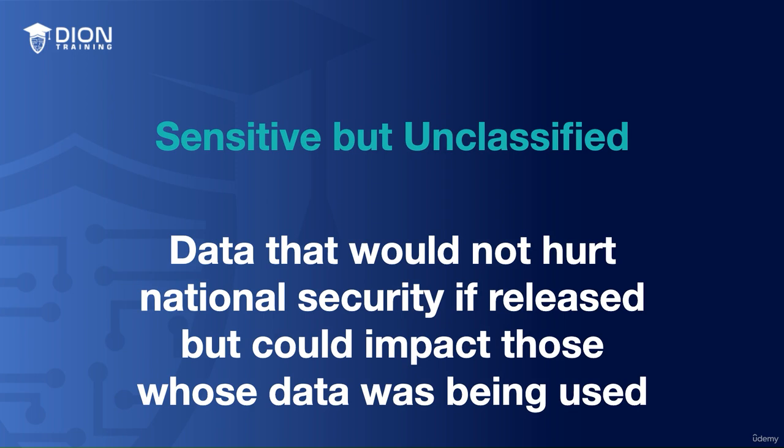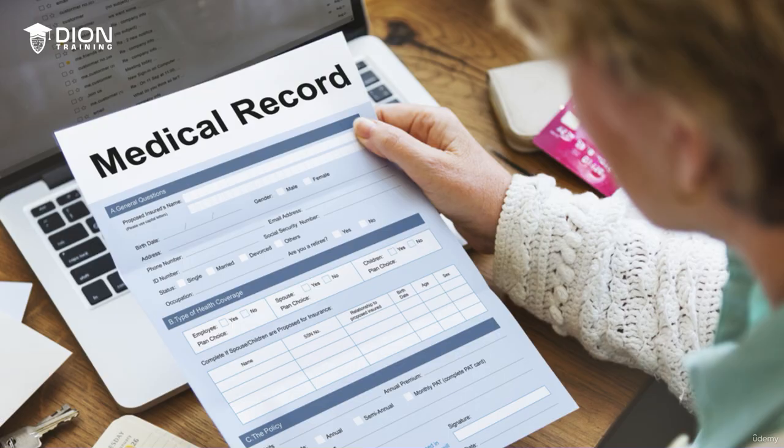The next category is called sensitive but unclassified data, and this includes things like medical records, personal files, and other items that won't hurt national security if released, but would impact those whose data is being used inside of it. So, for example, if you look at the military, they have a lot of soldiers, sailors, and airmen. If I took one of their medical records that has their birthday, their social security number, and medical information about them, that would be considered sensitive but unclassified. If it gets out that Private Timmy had a strep infection last week, that would affect Timmy, maybe, but it's not going to affect the military at large.